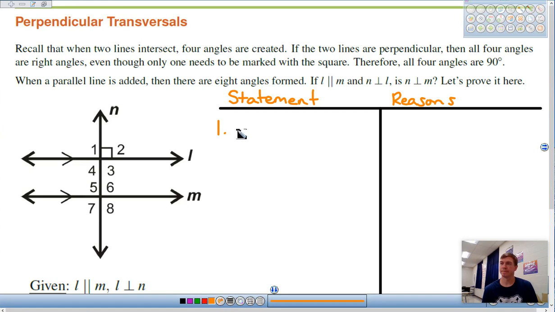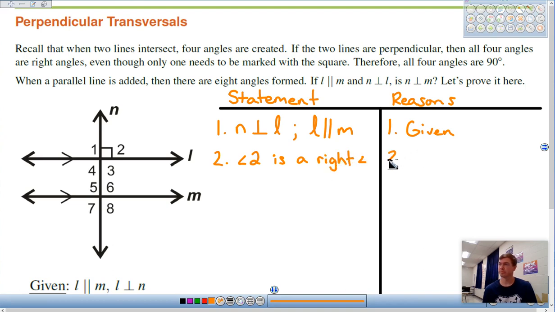We're going to say that N is perpendicular to L, and we are told that L is parallel to M. That's our given information. And since N is perpendicular to L, any angle created by those would be 90 degrees or a right angle. So angle 2 is a right angle. The reason I knew that is because of the definition of perpendicular.